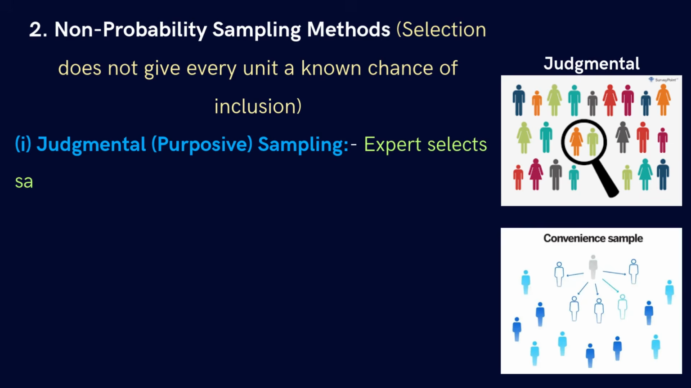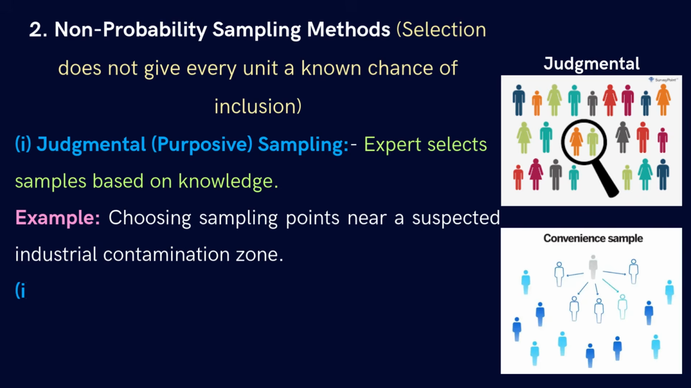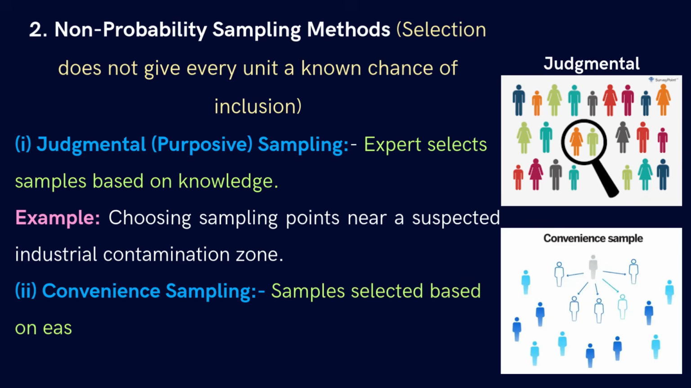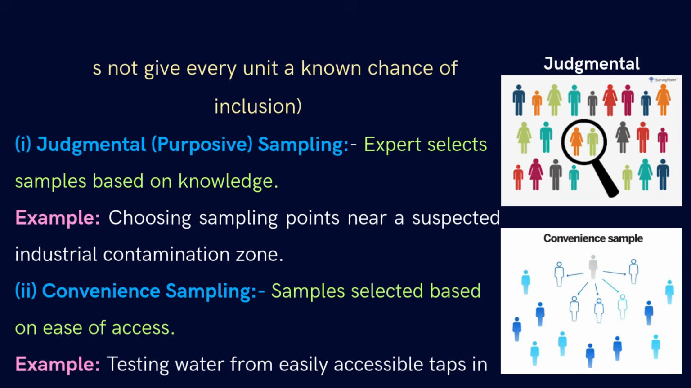First one is judgmental, purposive sampling. Expert selects samples based on knowledge. Example: choosing sampling points near a suspected industrial contamination zone. Second one is convenience sampling. Samples selected based on ease of access. Example: testing water from easily accessible taps in a campus instead of a full survey.